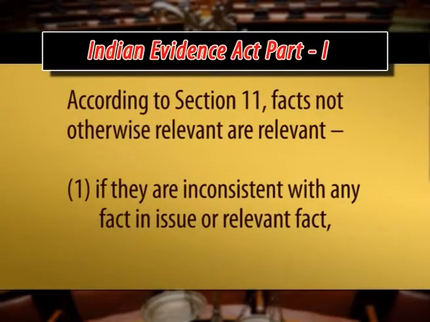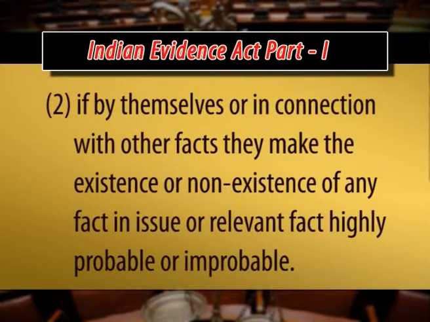Section 10 has been deliberately enacted in order to make acts and statements of a co-conspirator admissible against the whole body of conspirators because of the nature of the crime. According to Section 11, facts not otherwise relevant are relevant, number 1, if they are inconsistent with any fact in issue or relevant fact. Second, if by themselves or in connection with other facts they make the existence or non-existence of any fact in issue or relevant fact highly probable or improbable.